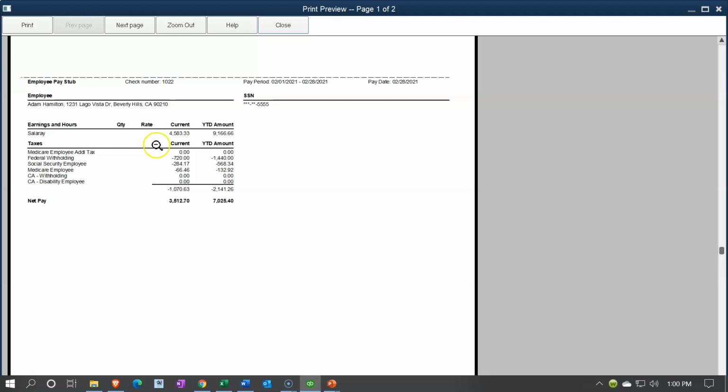$4,583.33, and then what was taken out of the check, because we're forced to do so to pay their taxes, was the federal income tax, Social Security, and Medicare. That's why they only got, in this case, $3,512.70. And then we need that on a year-to-date basis as well. So now 2 checks have taken place, which would add up to the $9,166.66. And then the total that was taken out for federal income tax, Social Security, and Medicare are these amounts, that leaves the total that has been actually given to the employee year-to-date of $7,025.40.